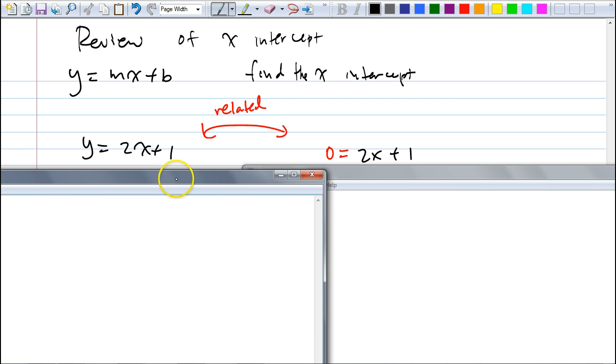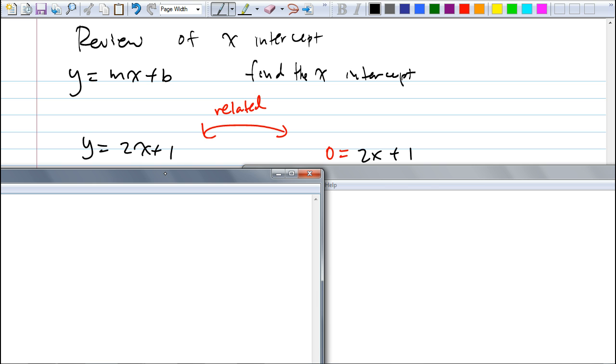You guys remember? Why do we plug in 0 for y? Because any point on the x-axis must have what? 0 for y. Exactly. Think about it. Think about an ordered pair. Give me any ordered pair that is on the x-axis. y has to be what? 0. Like 3 comma 2.